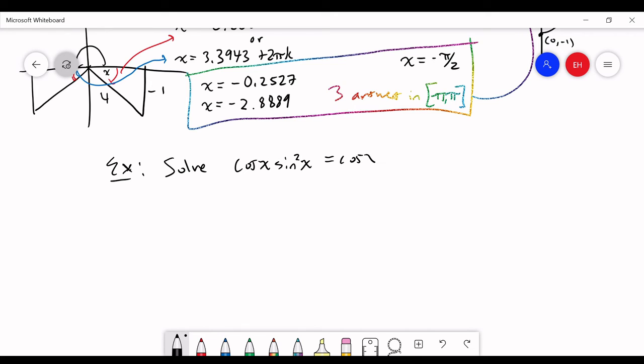Okay, so if they don't give you an interval, you just got to leave the plus 2 pi k. But if they give you an interval, you basically just have to plug in k's until you get the angles that are in the interval. And anytime you get outside the interval, then you don't need to include that angle.